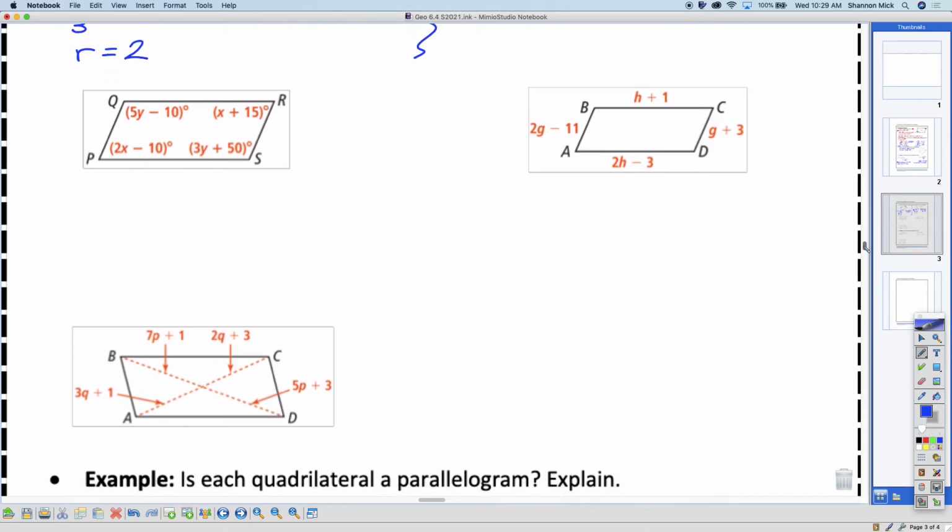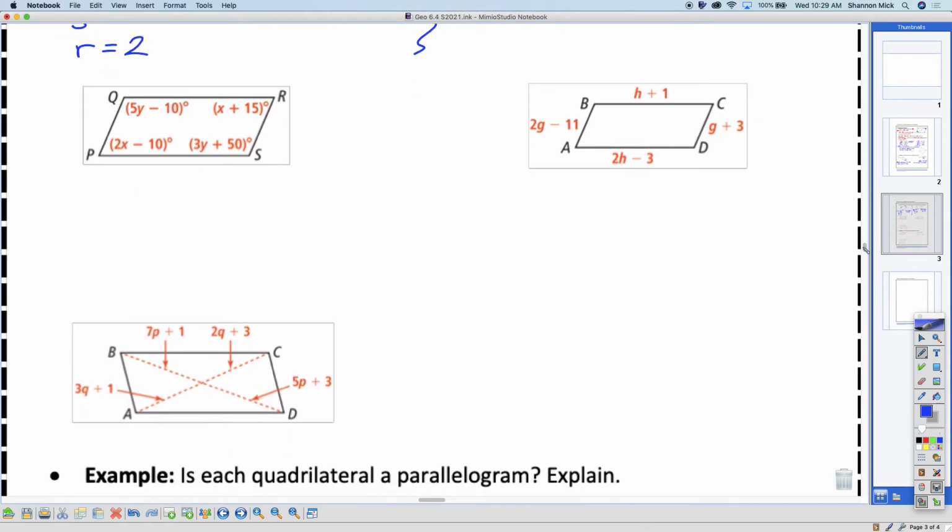Yeah. Let's do this one, the bottom one, and then I'll have you guys go up and do these 2 on your own. Okay? So, the bottom one, you'll have to work sideways.